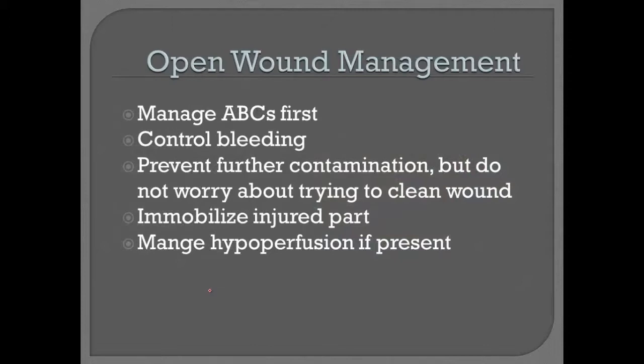So how do we manage an open wound? We'll manage the ABCs first, which includes controlling the bleeding. Think of a tourniquet. Again, I'll abbreviate that TK. Is that going to be necessary to control the bleeding of the open wound? Prevent further contamination, but don't worry, for us anyway, we're not going to worry about trying to clean the wound. Our concerns are more with the ABCs. We want to immobilize the injured part, so splint it, and manage any hypoperfusion if it's present.